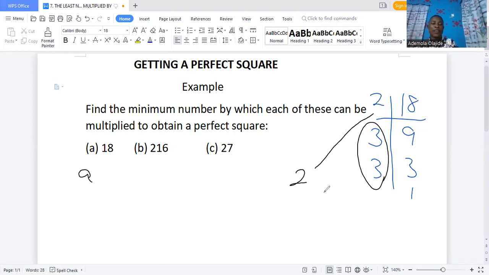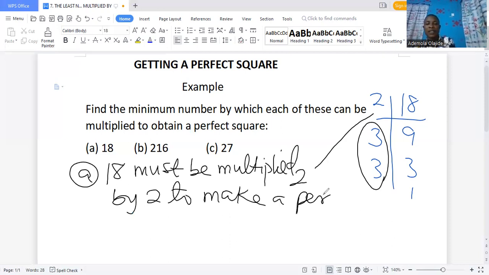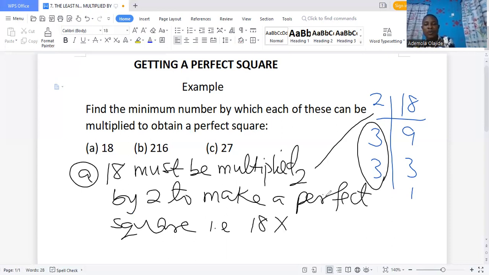So for A, 18 must be multiplied by 2 to make it a perfect square. That is, if we say 18 times 2, we will get 36. And you know that square root of 36 is 6.